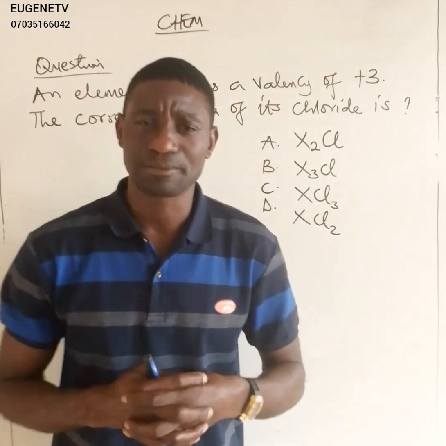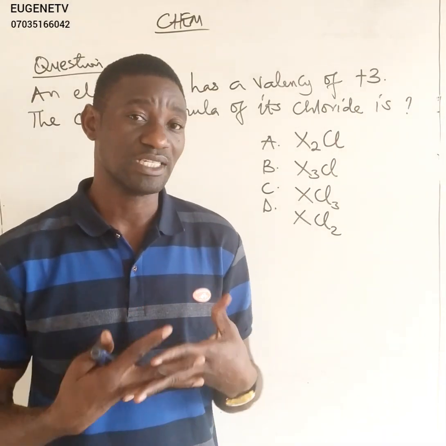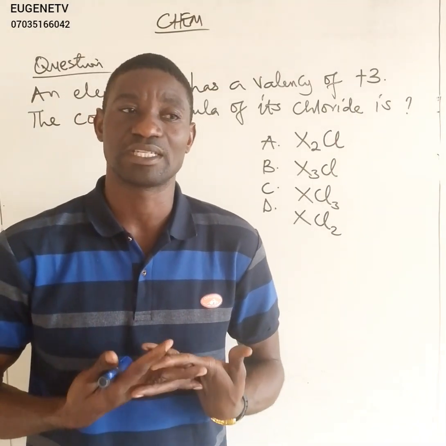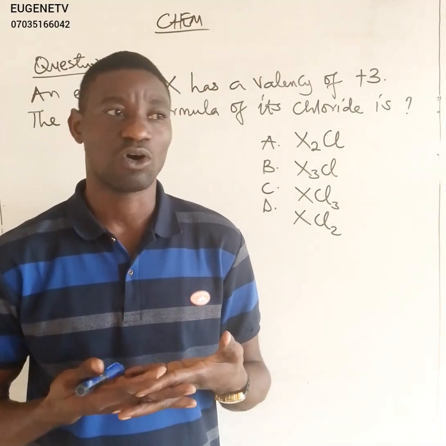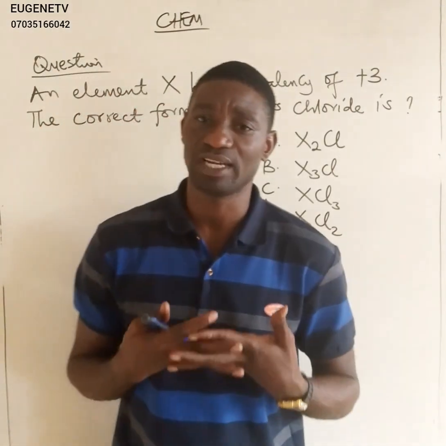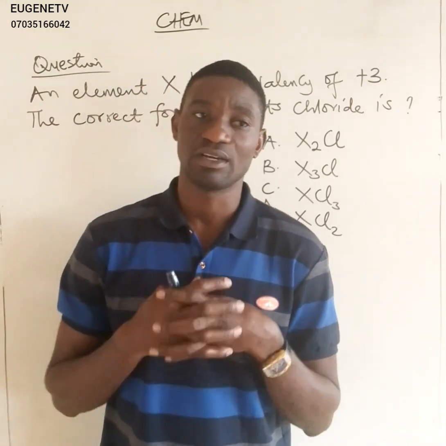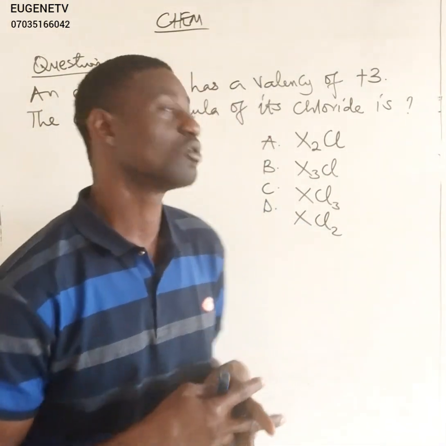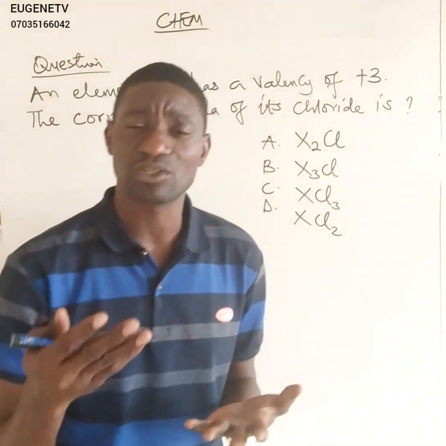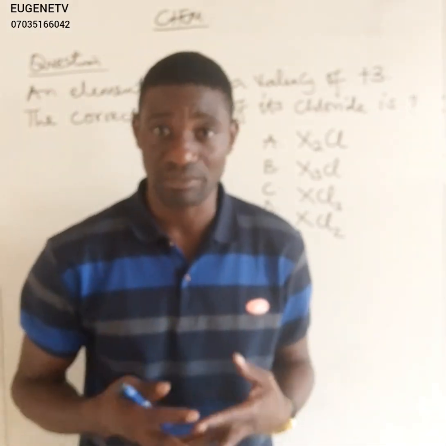Valency simply means the combining power of an element. It also means the charge which an element carries. It can either be positive or negative. Usually the metallic element will carry positive valency, whereas the non-metallic element will usually carry negative valency. And of course, this will always come as a result of the number of electrons that an element can either lose or gain in order to achieve stability.